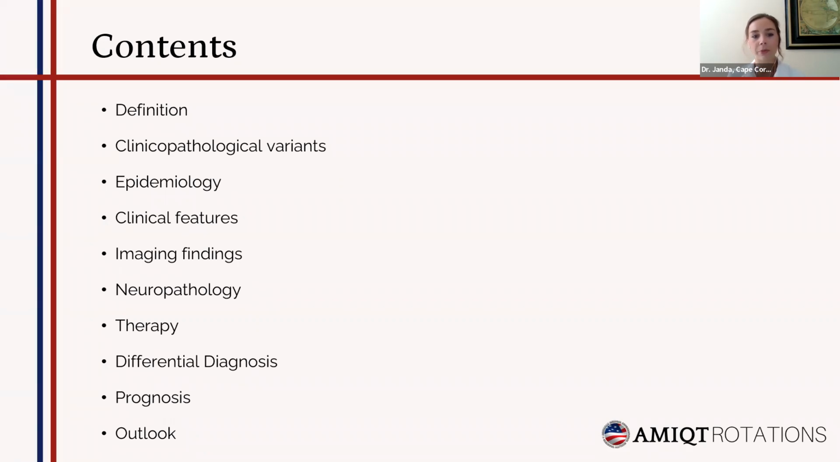I will go over the most prominent imaging findings and the most important diagnostic tests. After that, we'll have a deeper look into the neuropathology of those tumors and discuss all the therapy options. Towards the end of the presentation, I will explain the most important differential diagnoses to know, and also the prognosis. And to finish off, I'll give a quick outlook regarding prospective developments.